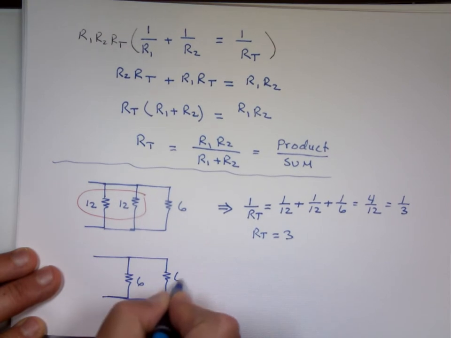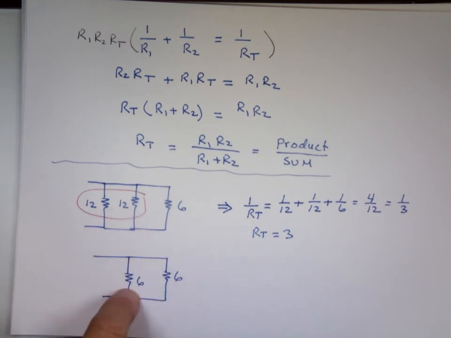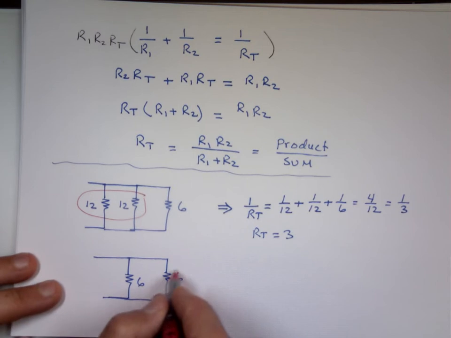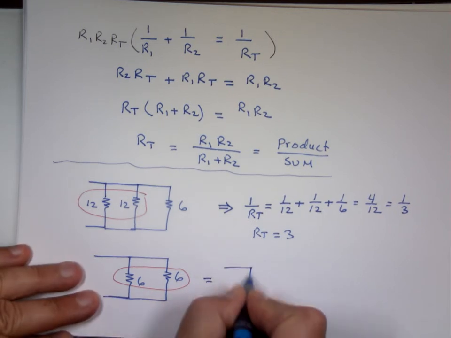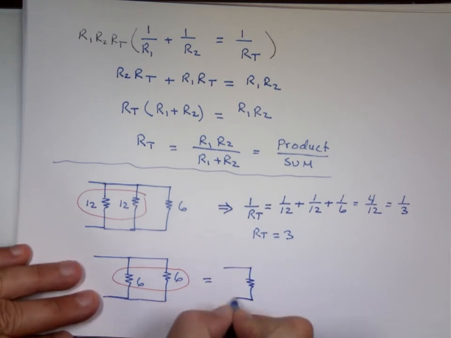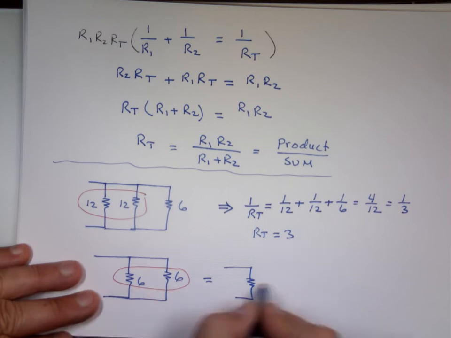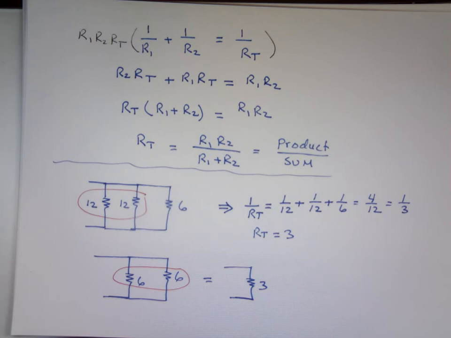So we did these two to get 1. Now take these two, do the product over the sum. What's 6 times 6? 36 divided by 18. 36 divided by 12, which is what? 3. So if you got more than 2 there, you can do 2 at a time, product over the sum, and keep reducing that.